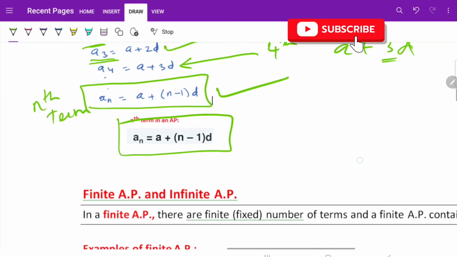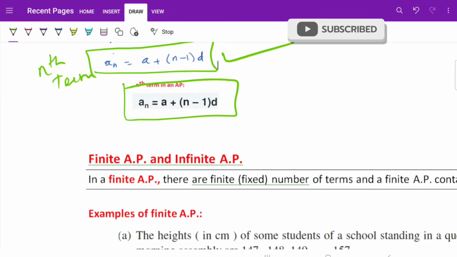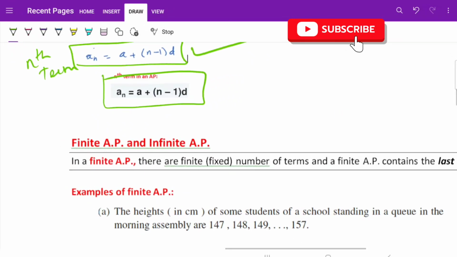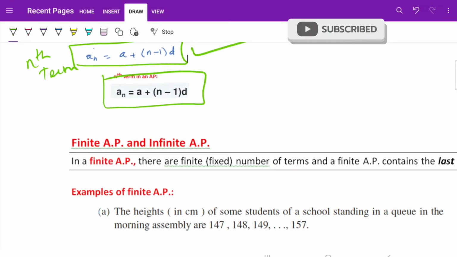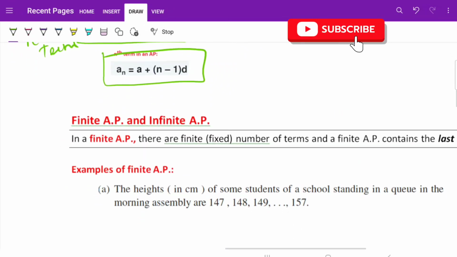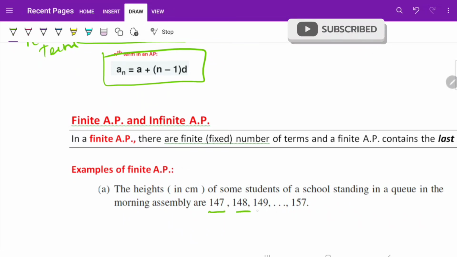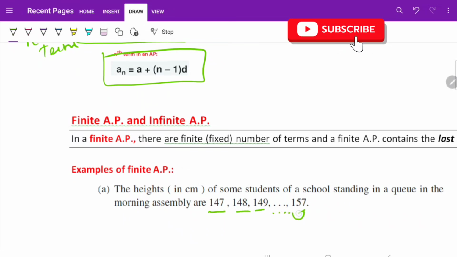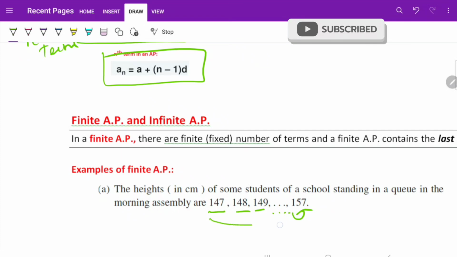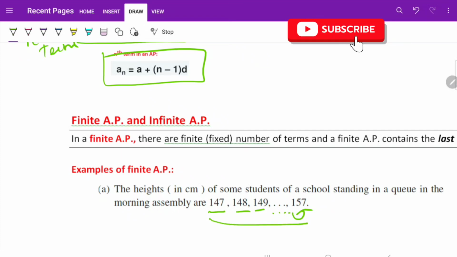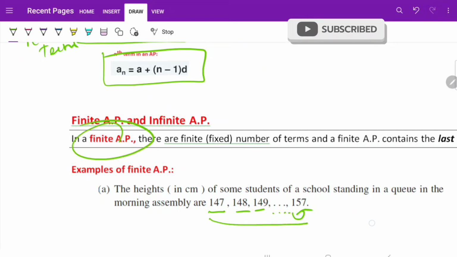Then we are having finite and infinite AP. Finite AP, what is finite AP? The arithmetic progression series which is fixed. That means where we have the last term. For example, this is the first term, second term, third term and so on. The last term is this one. So here we have a fixed number of terms. So that is called finite AP, fixed number of terms.